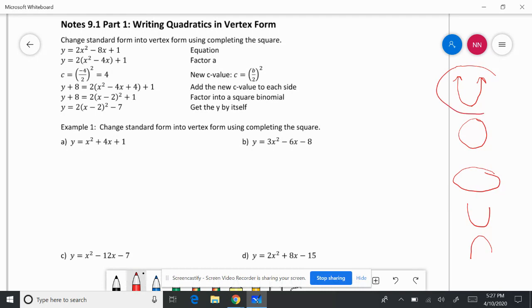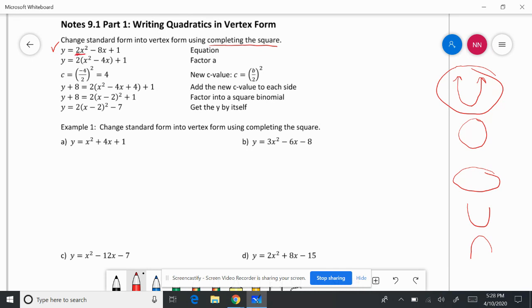For this first section, we're going to be focusing on graphing quadratics or parabolas. Now, before we get into graphing, what we're going to be doing is writing it in vertex form. How we write it in vertex form is by completing the square. Now, with completing the square, what we're going to be given is our equation. And the first thing that we have to do is factor out an a.